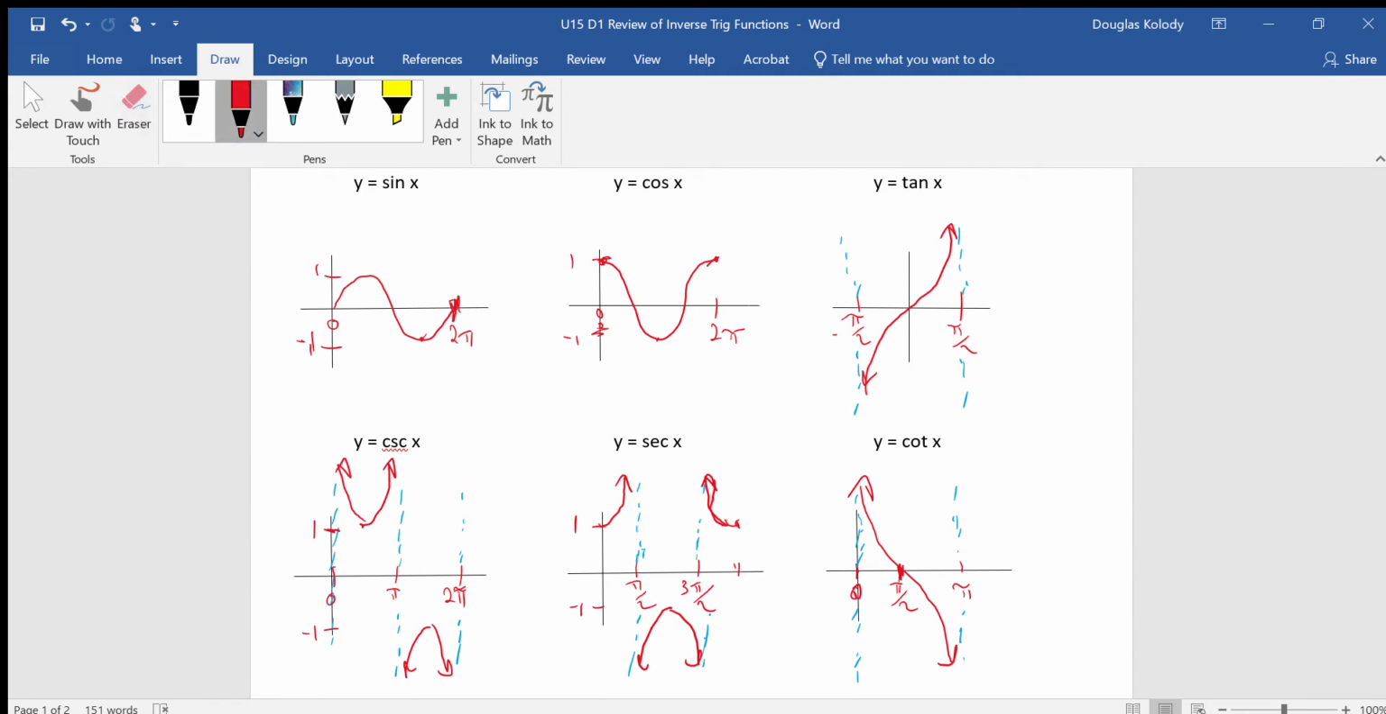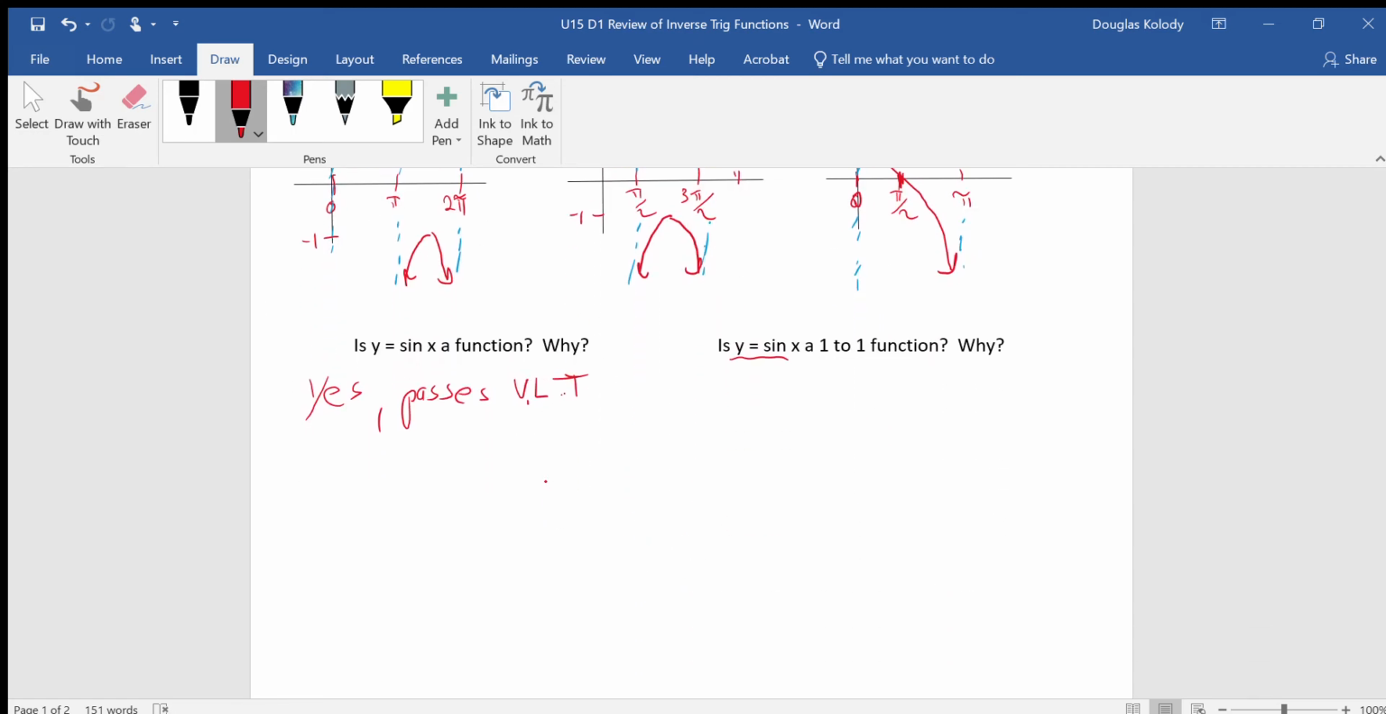Okay. Yeah, it doesn't pass that. So I'm going to write here. Is it a one-to-one function? No, it's not, because it doesn't pass the horizontal line test.